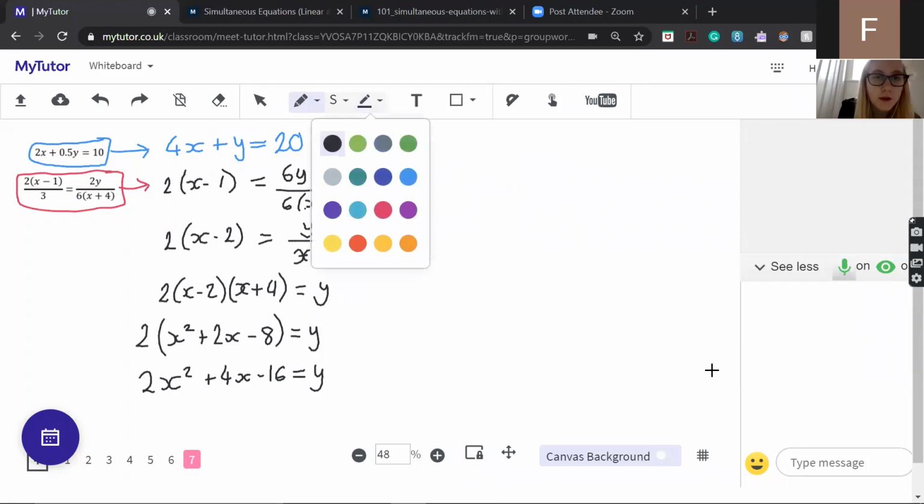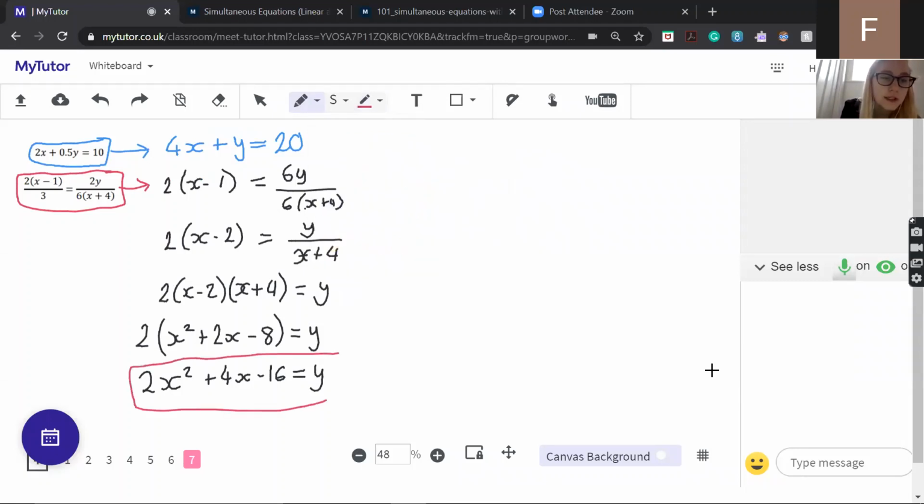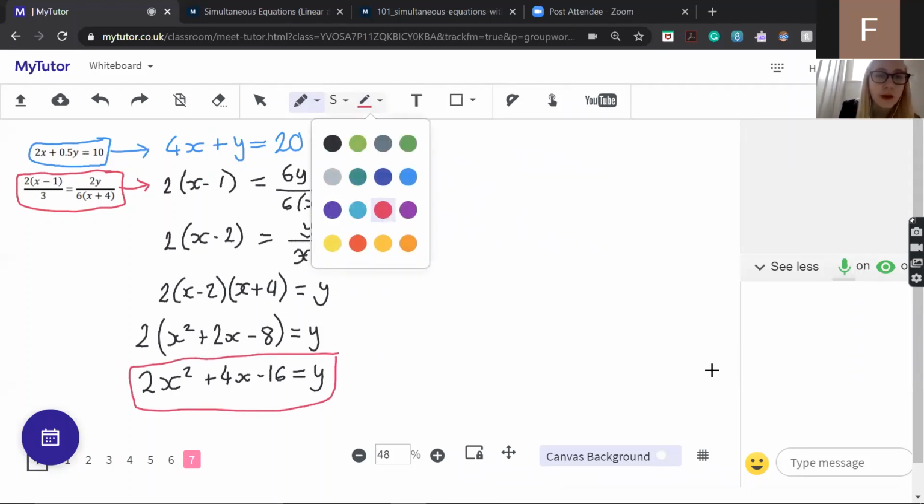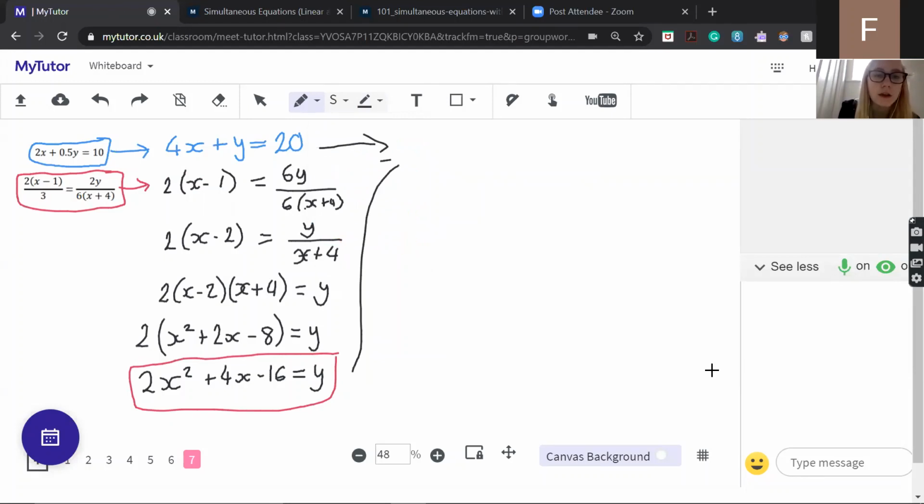So we're going to see that we've got these two equations here, now that we've made them on one line with no fractions. And we'll write these out: 4x plus y equals 20, and 2x squared plus 4x minus 16 equals y.